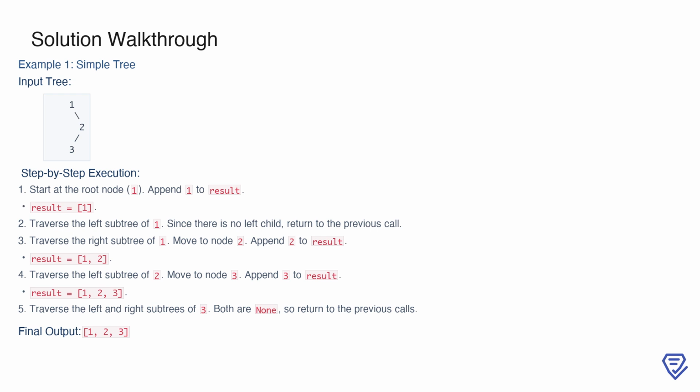Next, we move to the left child of node 2, which is node 3, and append its value to the result. Now the result is 1, 2, 3. Finally, since node 3 has no children, we finish the traversal. The final output for this example is 1, 2, 3.